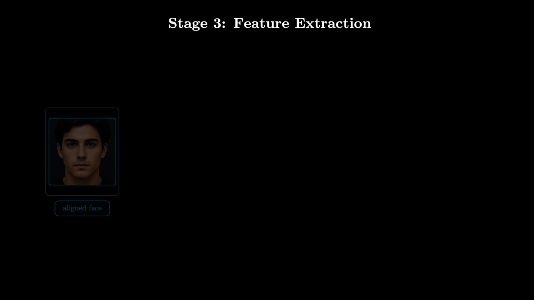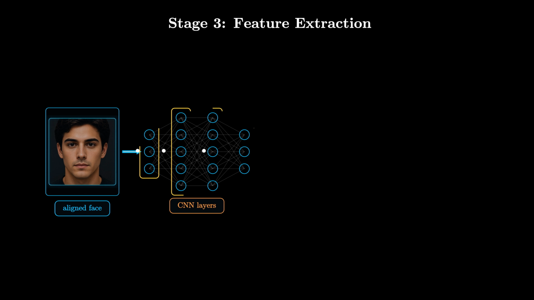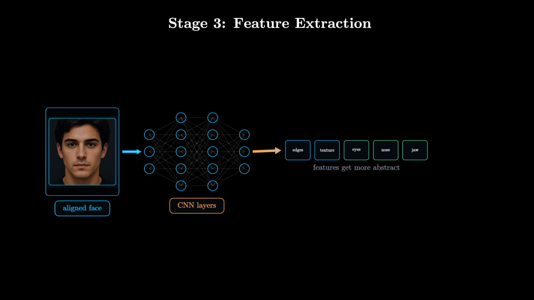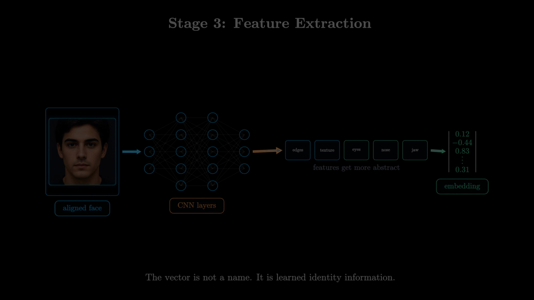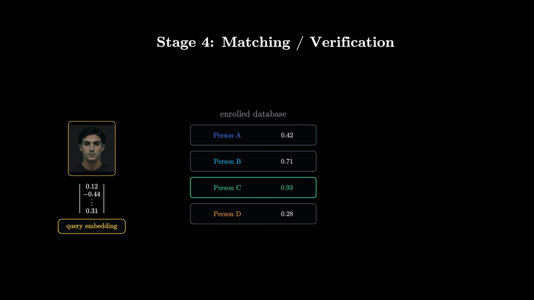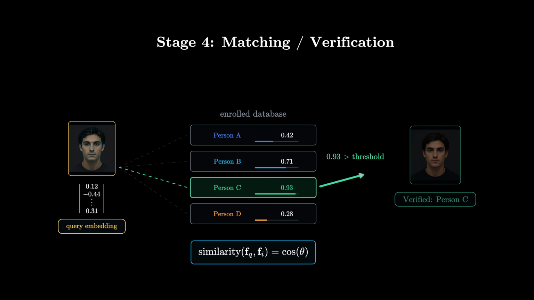Once the image is normalized, it is passed into a neural network for feature extraction. The final output is not a person's name, but a numerical vector called an embedding. This embedding is used to compare the current face with known faces. If 2 embeddings are close enough, the system considers them likely to belong to the same identity.